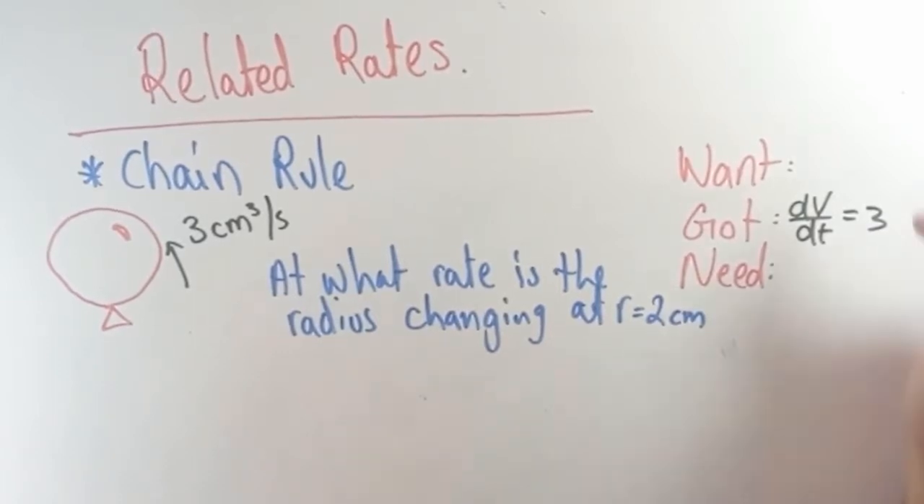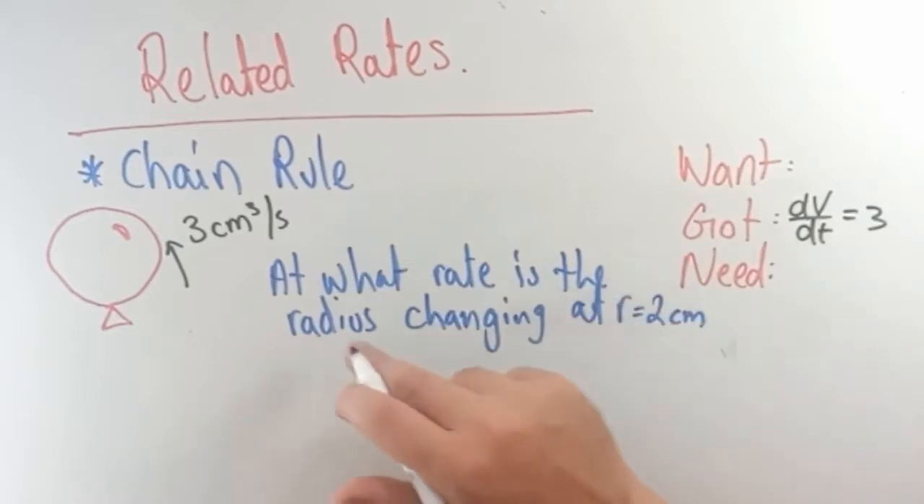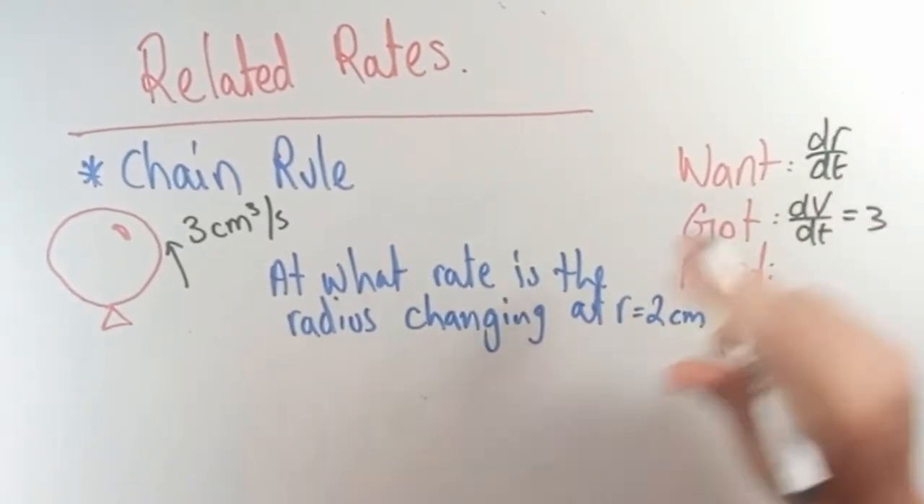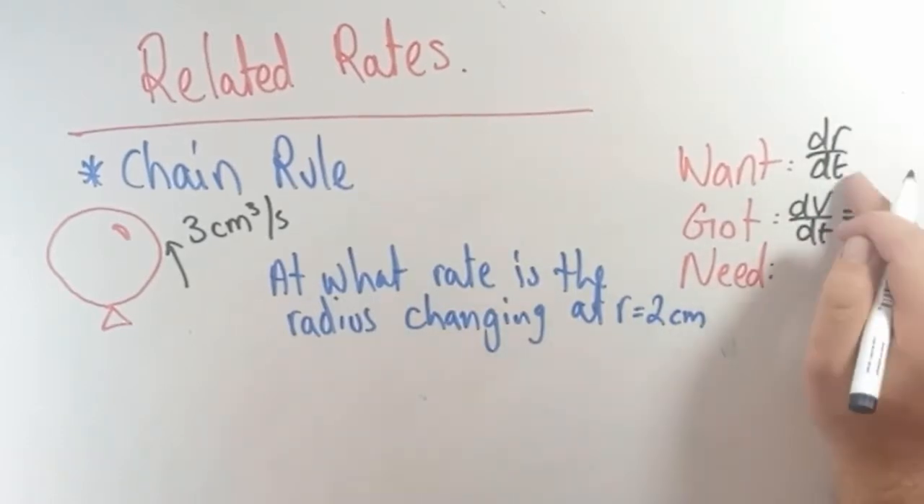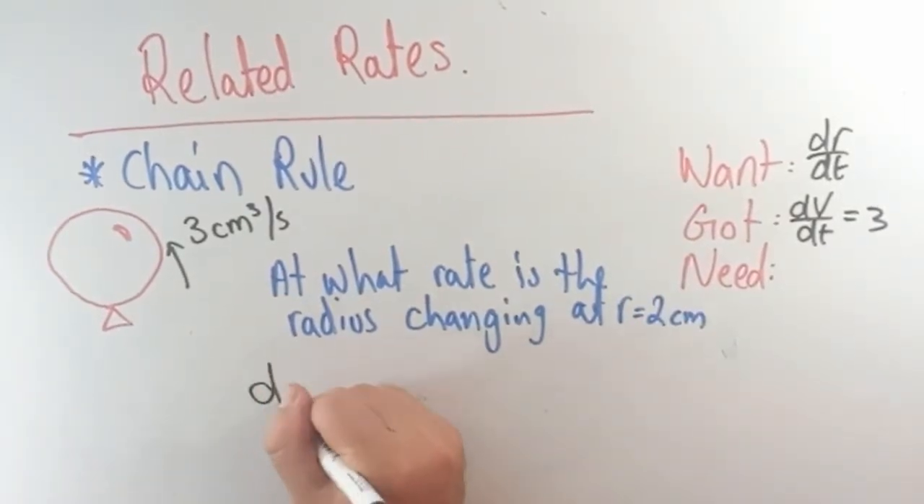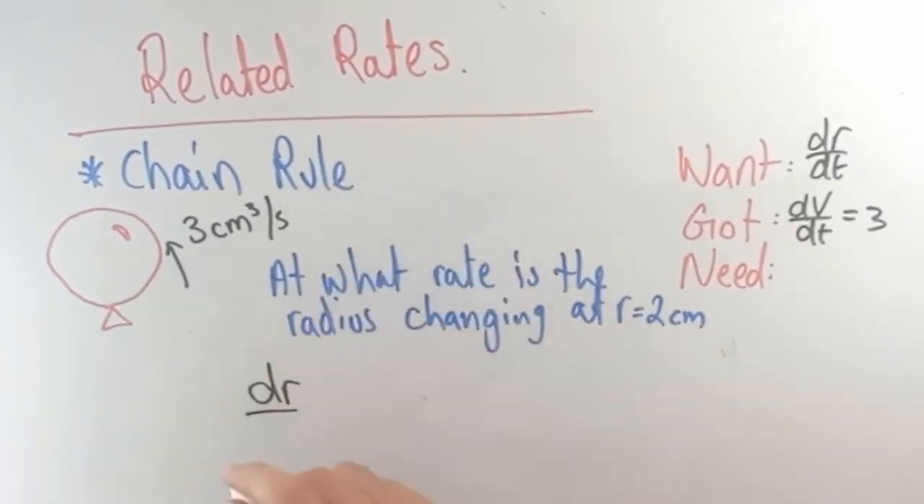So this is what we want. We want the rate at which the radius is changing. So we want dr/dt. This is the rate of radius change. So what do we need to get that? Well, let's write out our rule. We want dr/dt, our chain rule. This is our chain rule here.